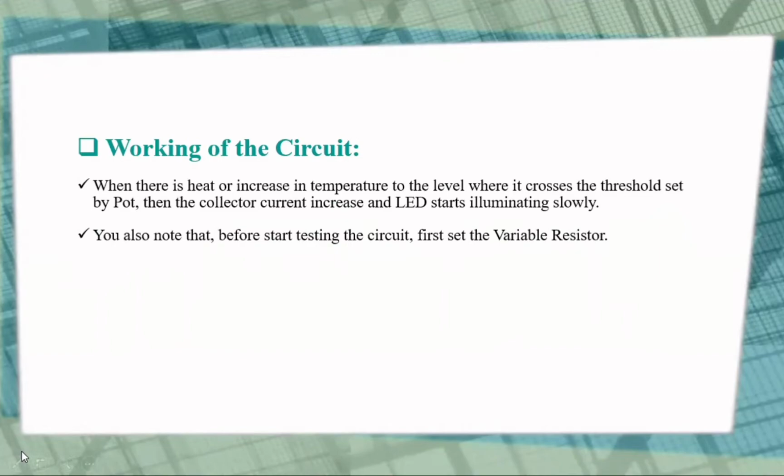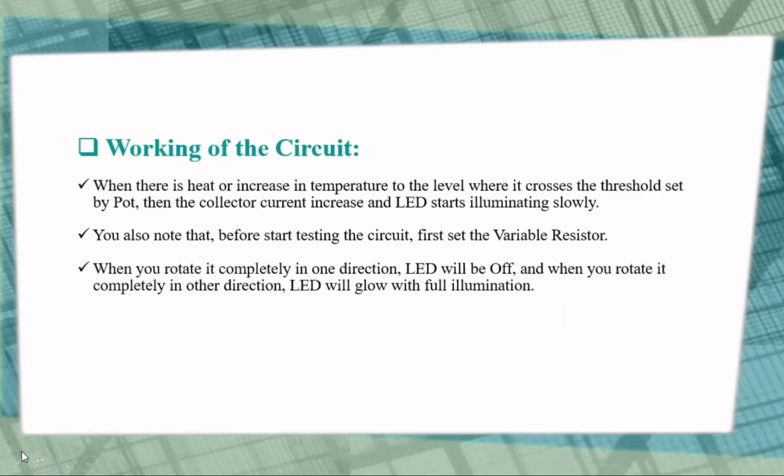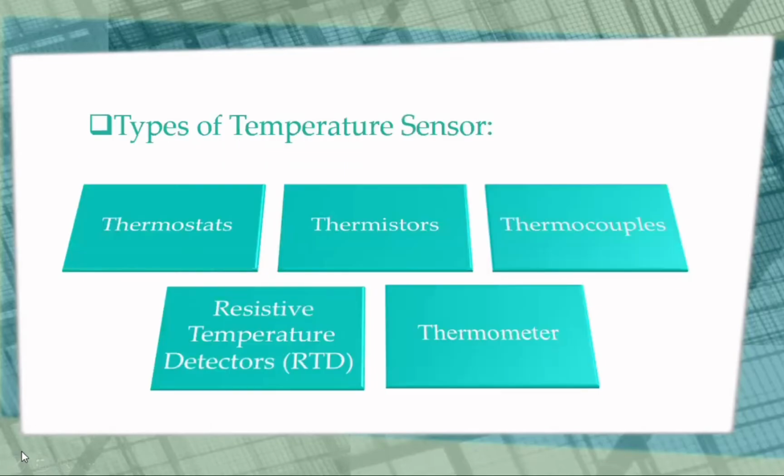Before starting to test the circuit, first set the variable resistor. When you rotate it completely in one direction, the LED will be off. And when you rotate it completely in the other direction, the LED will glow with full illumination. So set the pot at the position where a slight rotation will start a dim illumination in the LED.